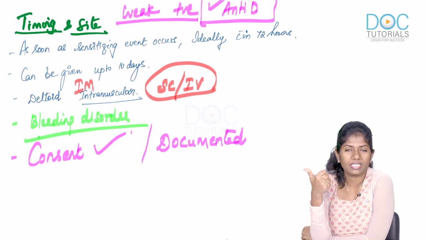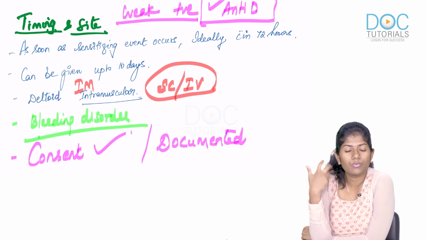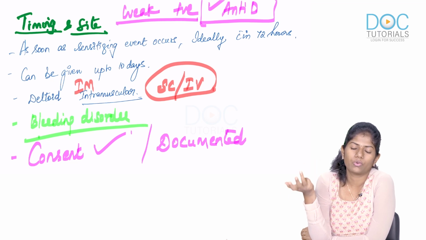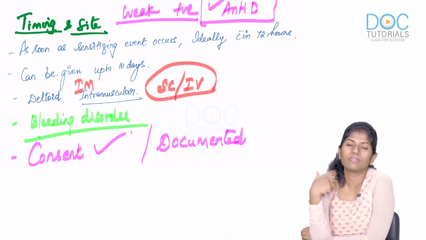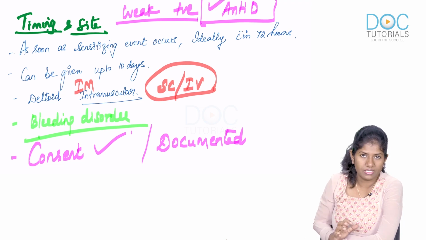And consent has to be taken. It has to be documented in the case sheet. And for women with weak positive Rhd antigen, you consider them as Rh negative and don't forget to immunize them with anti-D, okay. Anti-D has to be given even for women with weak positive Rhd. So, this is about the timing and the site, okay.